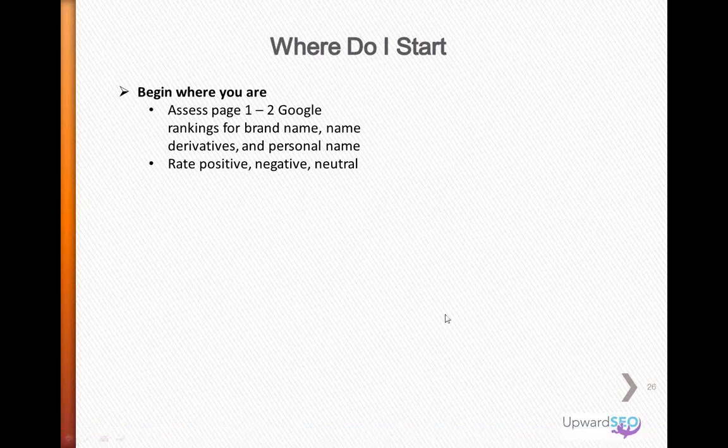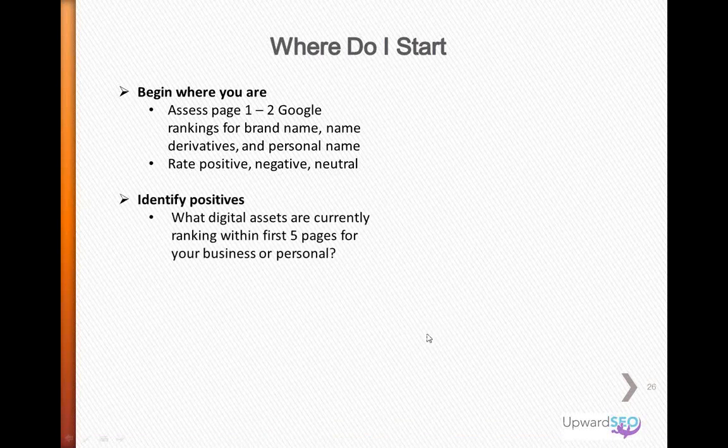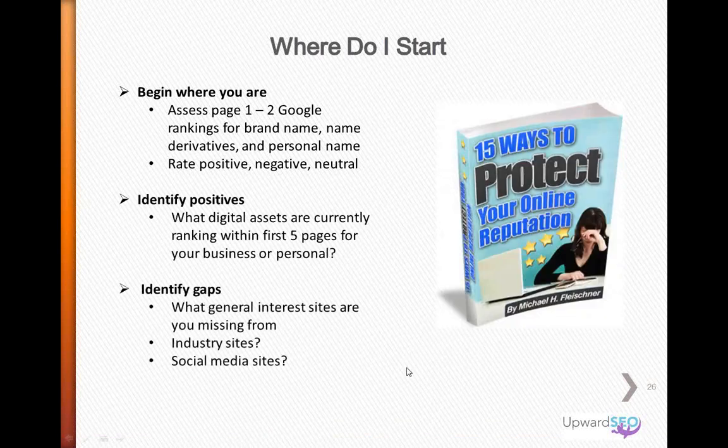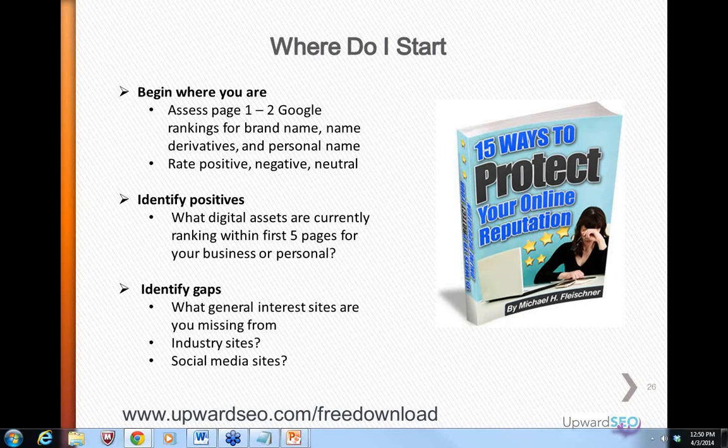All right, so again, what are the digital assets that are currently ranking within the first 5 pages, and can you do some things to that to improve their ranking? And then finally, identify the gaps. We talked about it from authoritative sites, social sites, as well as local sites or citations. So what you want to do is go out there and say, okay, I don't have a Facebook page. I need to create one. I don't have a LinkedIn group. I need to create one. I don't have a listing on Twitter. I need to create one. And create an action item and start to build those. And again, there are additional tips in my book, 15 Ways to Protect Your Online Reputation, but you always want to start at the same place, regardless of what tools you use to actually influence those results.